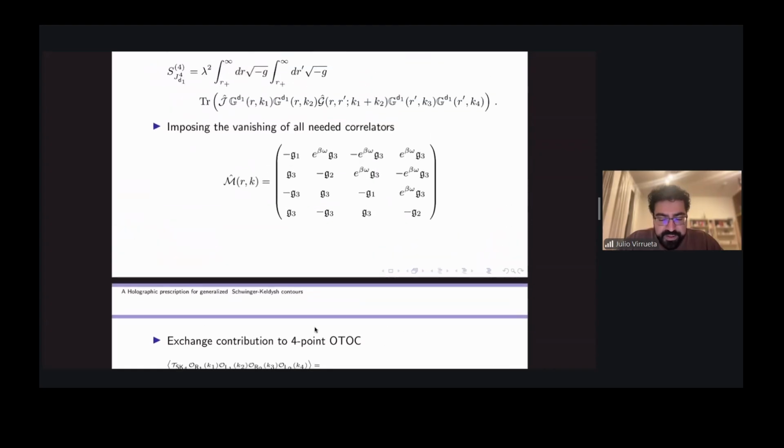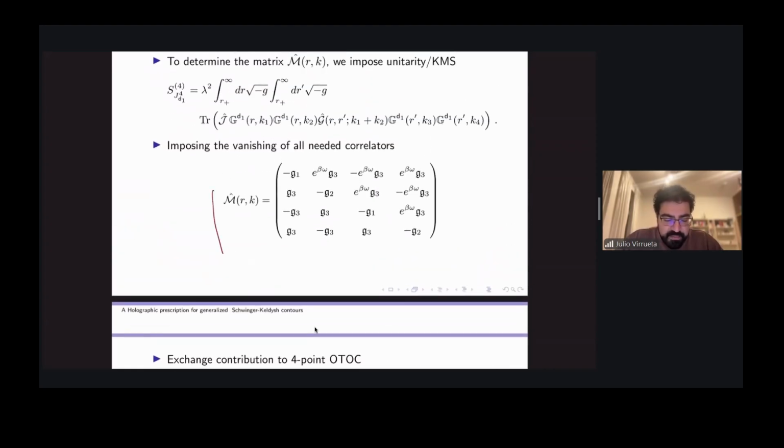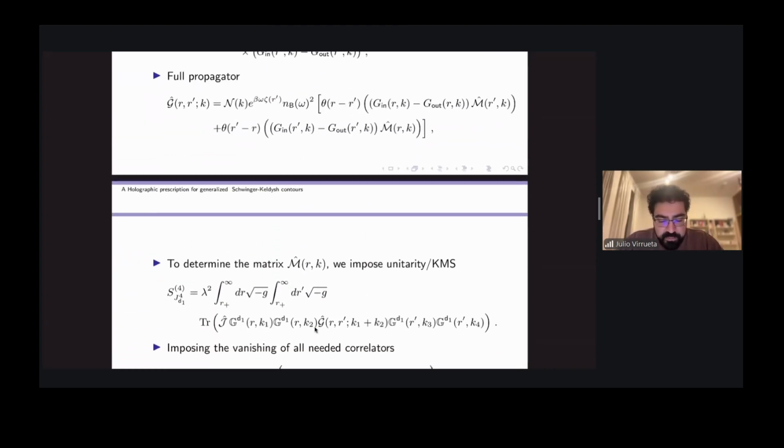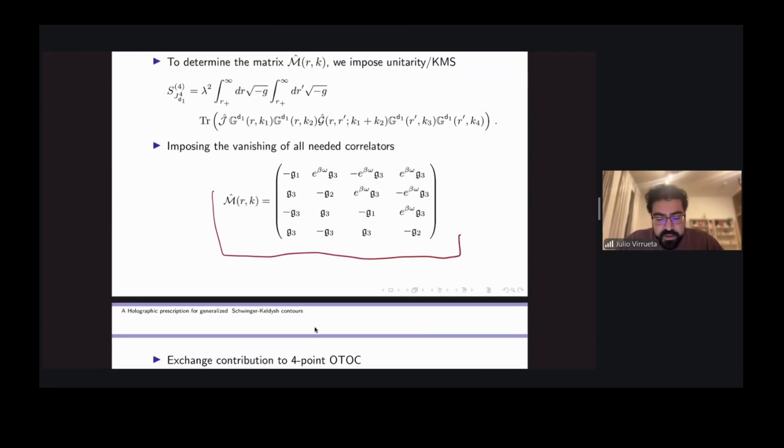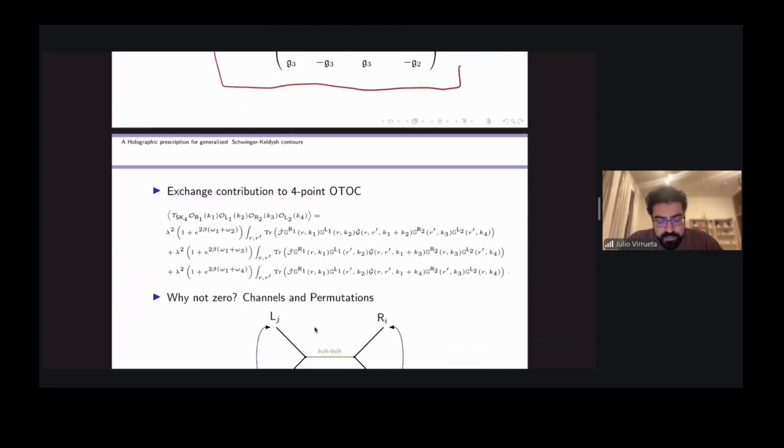The final answer is ugly. This is more or less the bulk-to-bulk propagator. Clear with this? So step functions, they just come from the usual radial ordering of the bulk-to-bulk propagator. The important thing is the structure of this matrix. You can just guess it from unitarity and KMS. The bulk-to-bulk propagator is constructed so that the corresponding correlators satisfy unitarity and KMS condition, which is what fixes all these little phases and signs all over the place.